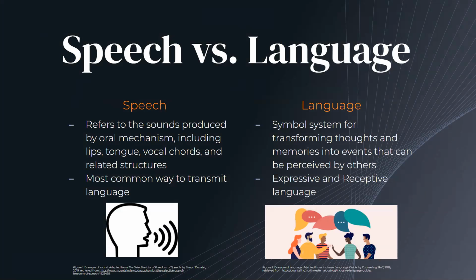So, those differences that I was talking about: speech has a much narrower meaning compared to language, referring specifically to sounds produced through oral mechanisms such as the lips, tongue, vocal cords, and related structures. Speech is the most common way to transmit language, and unlike language, it can be observed very directly. Language refers to the code or symbol system for transforming unobservable mental events, such as your thoughts and memories, into events that can be perceived by other people, so basically just talking.